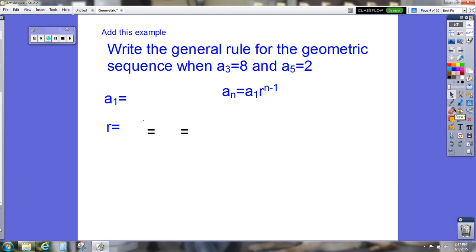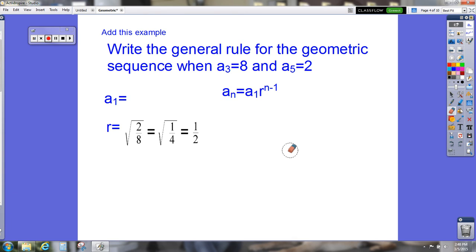2 divided by 8. Now here, because 5 minus 3 is 2, we're going to be taking the square root of this. So to find the ratio, it's going to be the square root of 2/8, which is the square root of 1/4, which is 1/2. So our common ratio is 1/2.